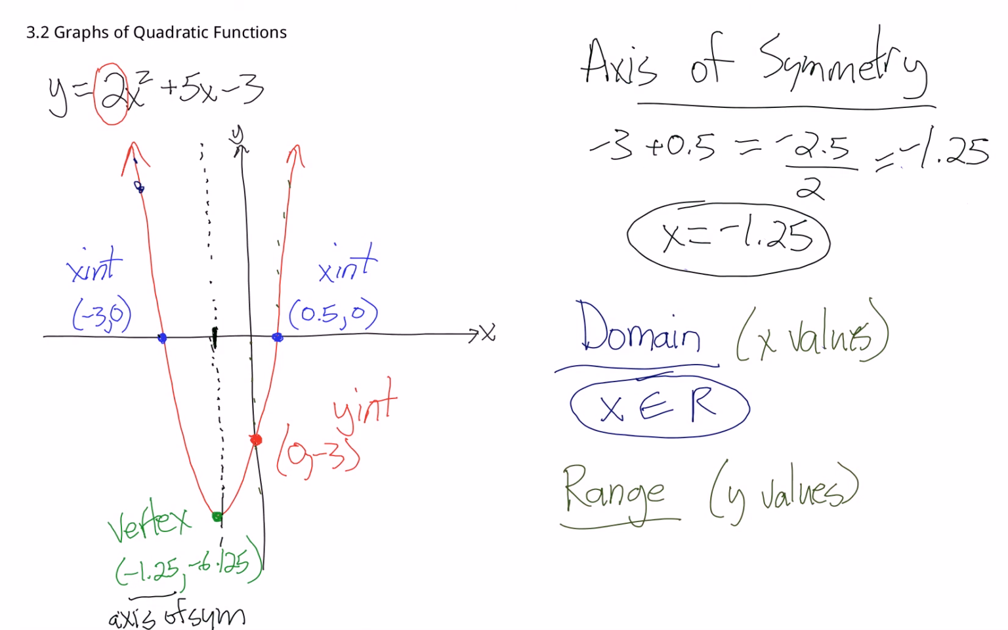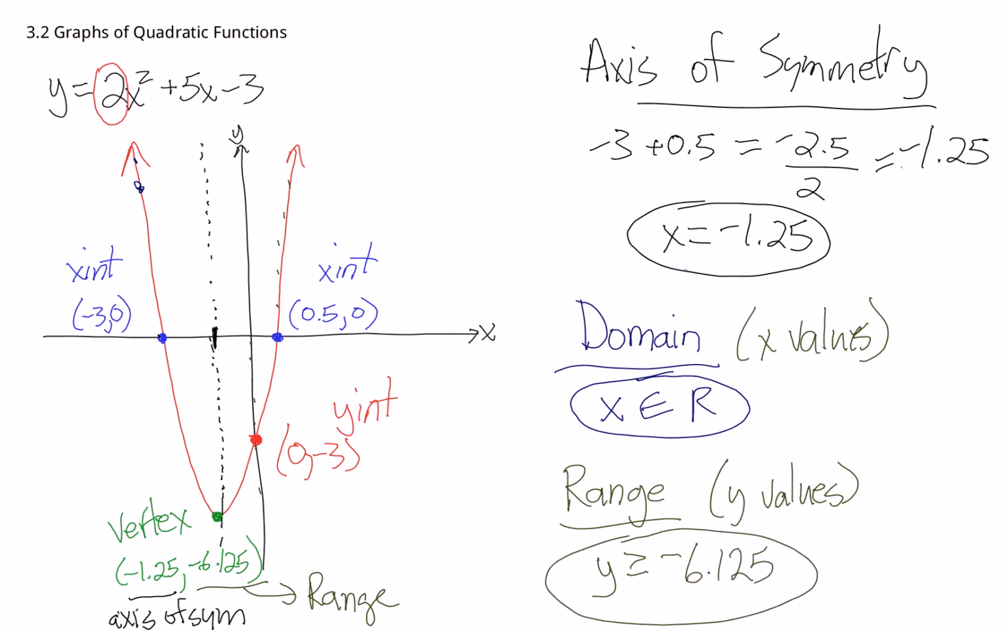So our range will be from the vertex and larger, so we always write it as greater than or equal to. In this case, the second value of the vertex will be your range. So all of our numbers are bigger than or equal to negative 6.125. We never get any values less than that. For this graph, that's the minimum. It's never going to go anything lower than that.